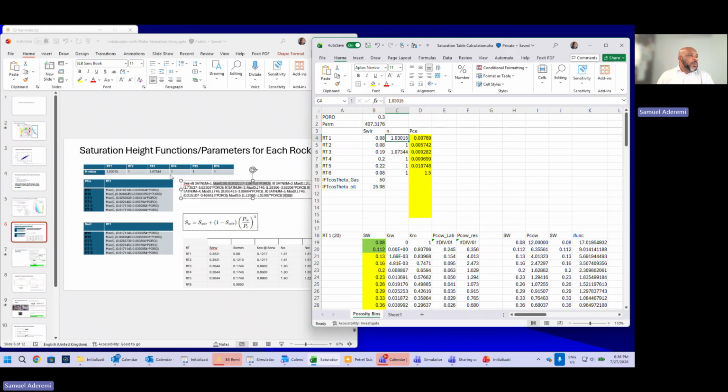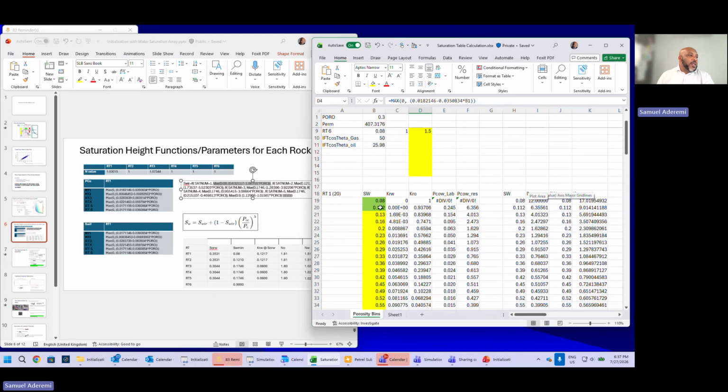And you also have the entry pressure, which is this, and which corresponds to this. All these are coming from the petrophysicist, and we have tried to incorporate them here for the first rock type, second rock type, and third rock type. You can use the Corey correlation.